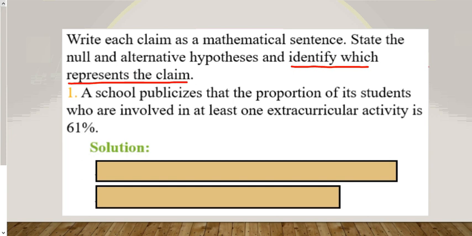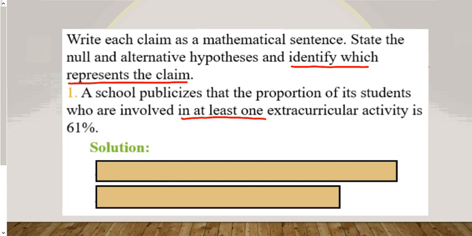In this example, a school publicizes that the proportion of its students who are involved in at least one extracurricular activity is 61%. Okay, so let's think about what we're going to be doing here. We can see that it says involved in at least one.